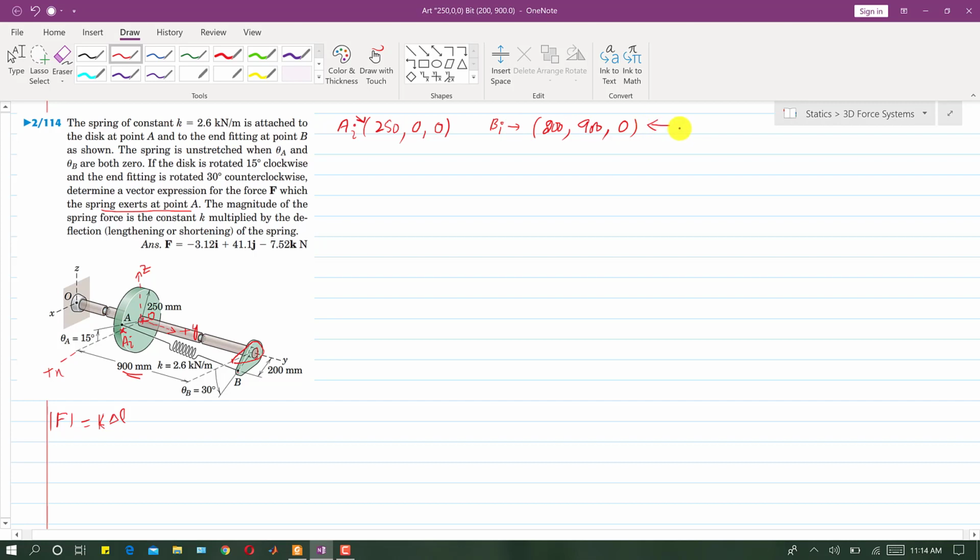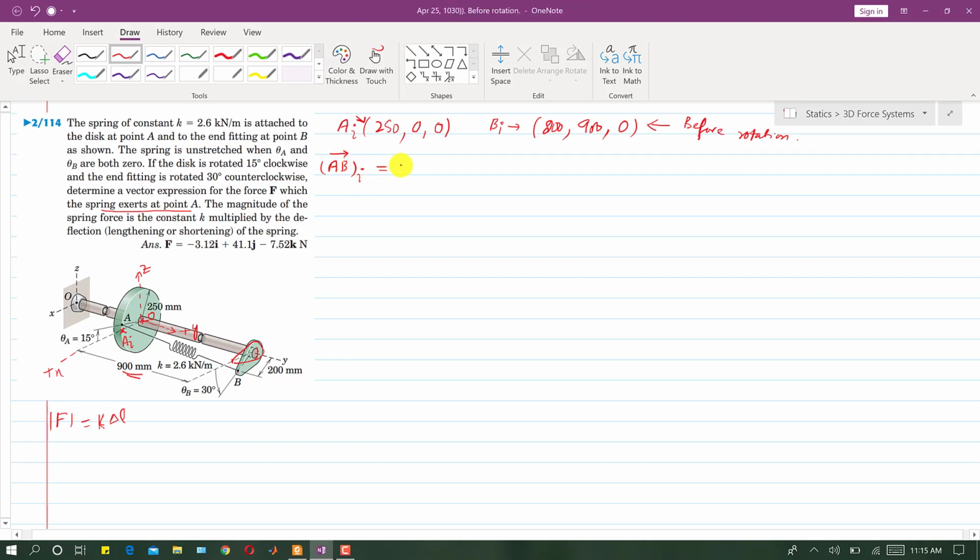I will write before rotation. So these are the coordinates. Now I will find the AB vector initial.